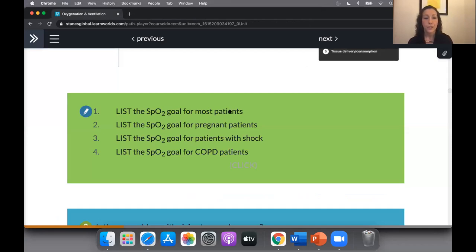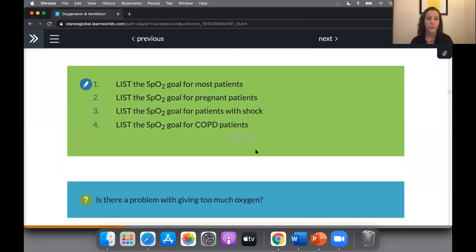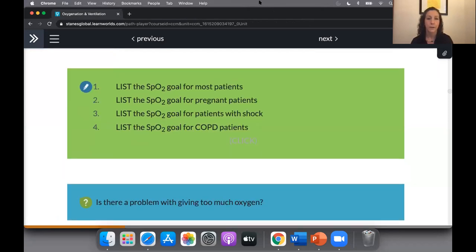So for most patients, we want to target greater than 90%. Pregnant patients or shock patients, you might want to do 92 to 94%. And then COPD, we typically will target greater than 88. So those were some good answers. Let me see if I can read the rest of your answers.